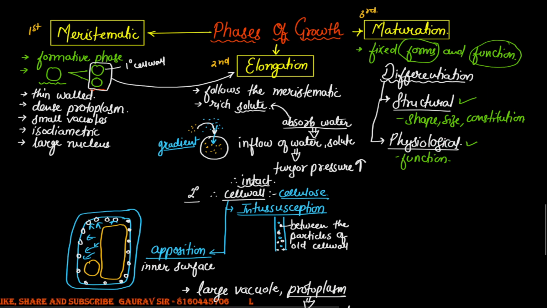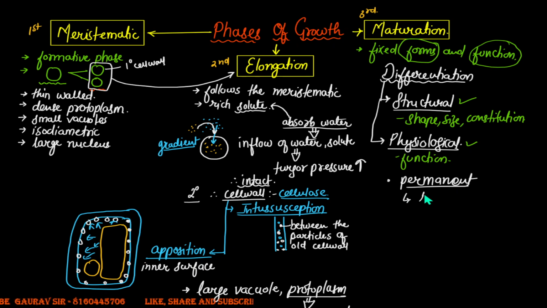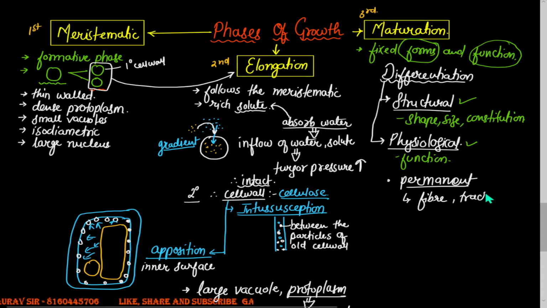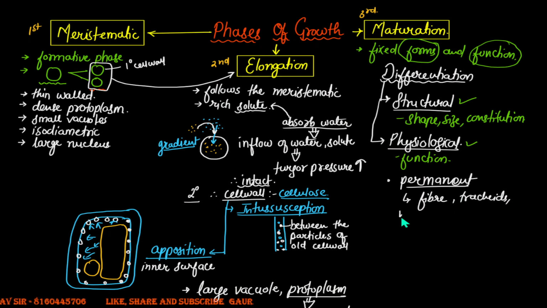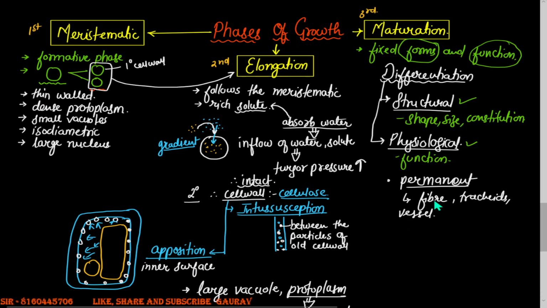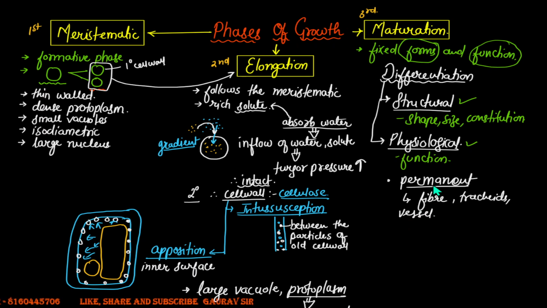Now once the cells have taken up a fixed shape and fixed function, they become specialized and become permanent cells. Now I would like to mention a few examples of these permanent cells. Some of them are the fibers, some of them are tracheids, the other becomes vessels. And if you have a brief recall of these fibers, tracheids and vessels, you would understand that these are the parts of xylem.